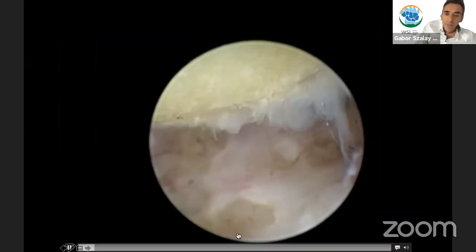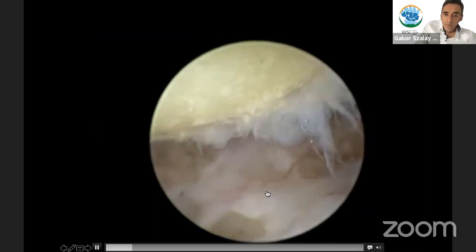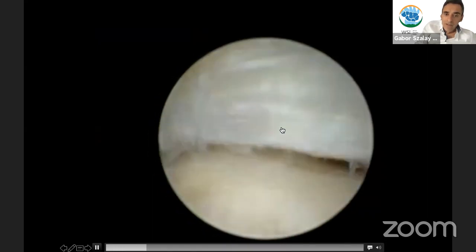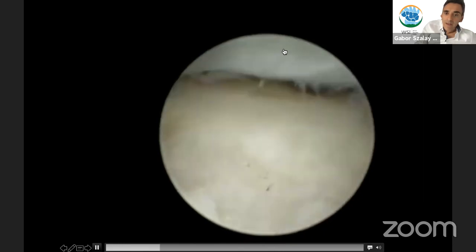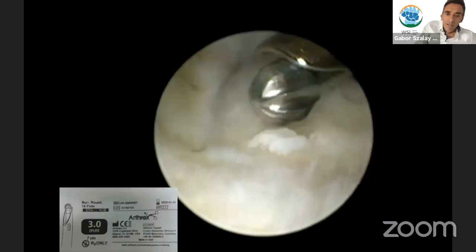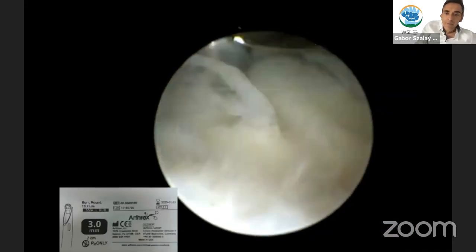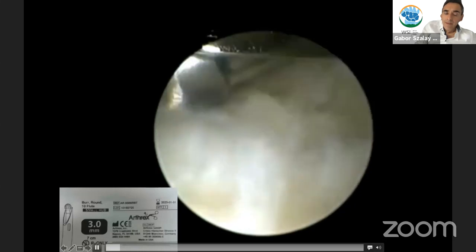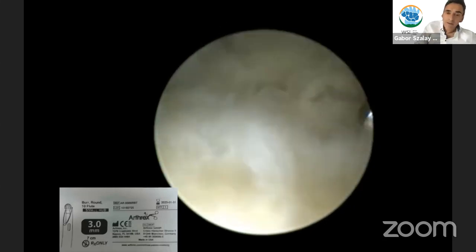Here you need the burr. So once again, this example here, the cartilage defect of the lunate, the ulnar head, the TFCC, and then the burr is coming and it takes some time, and you take step by step the ulnar head away.